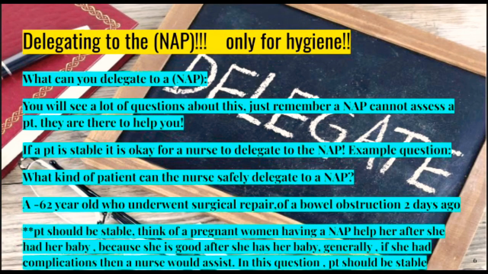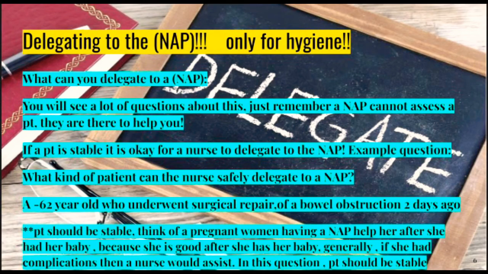The reason I put the answer right there and wanted to talk about this is because patients should be stable. If the patient's not stable, that's when the nurse would come in. But in this case, they're just giving you a regular scenario: a 62-year-old comes in, bowel obstruction 2 days ago, most likely he's going to be okay. According to statistics, he's going to be okay, right? So patients should be stable. Think of a NAP helping a woman after she had a baby, because she's good after she had a baby. Generally, if she had complications, then a nurse would assist. In this question, the patient would be stable.